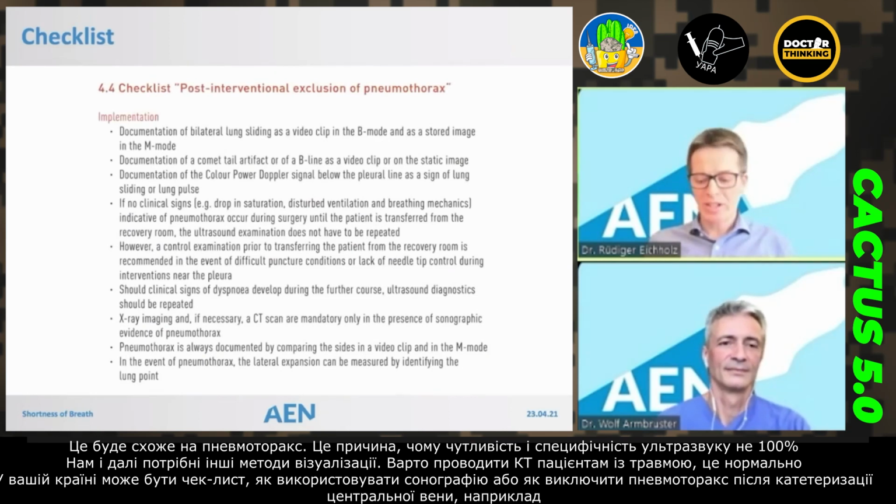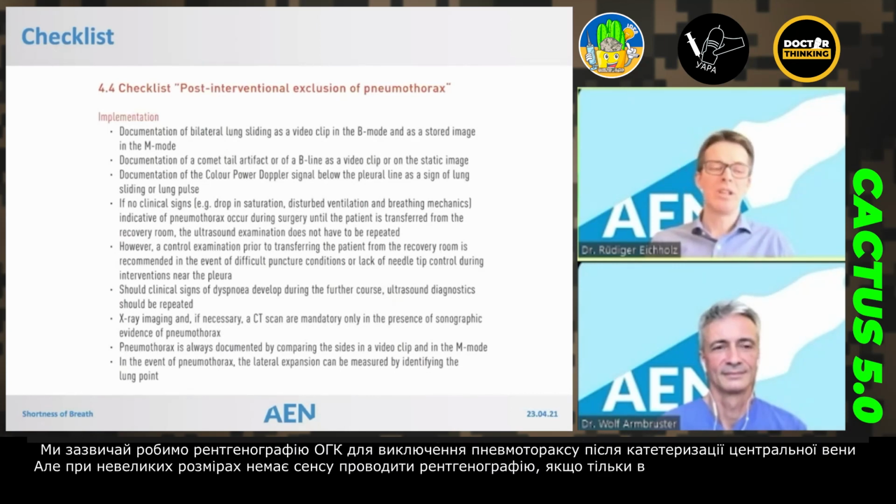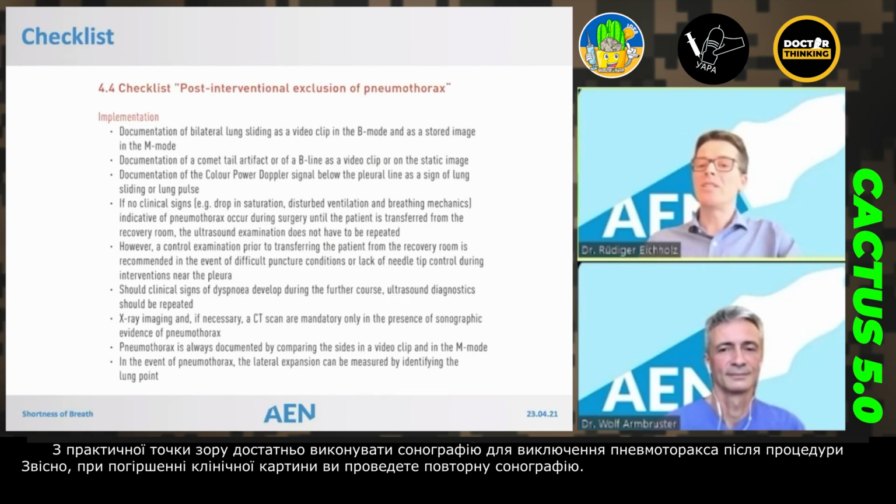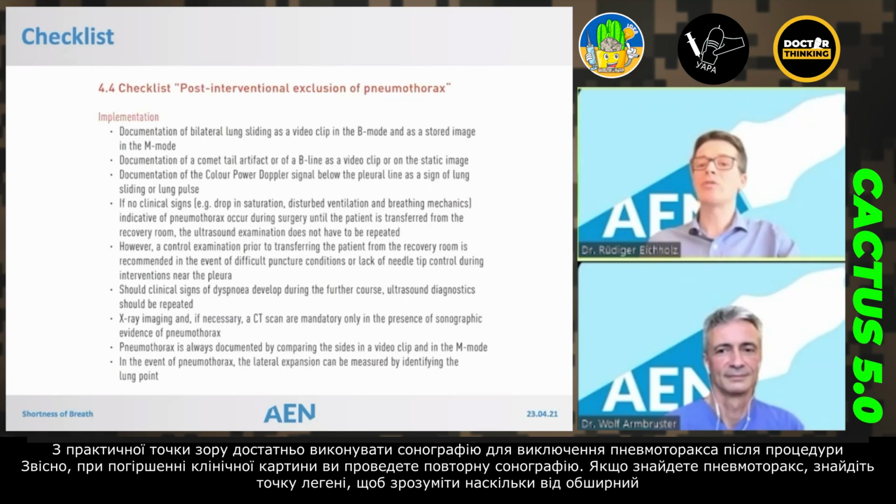Okay, so you may have checklists in your facility or in your country on when and how to use ultrasound, or what to do if you want to rule out pneumothorax after a central venous line, for instance. We are used to doing chest X-rays to rule out pneumothorax after a subclavian line. But if it's only a small one, there is no point doing a chest X-ray, unless you also want to control the position of the catheter. So as a practical idea, it is enough after the procedure to rule out pneumothorax by ultrasound.